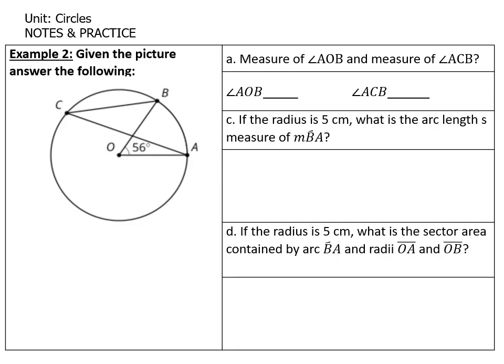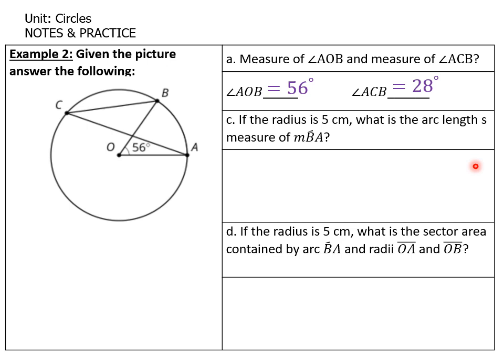Next one, given the picture, answer the following questions. Measure of angle AOB. Well, AOB is right here. That's 56. That's a central angle, so 56 degrees. ACB. Well, ACB intersects the same arc as that central angle, but that's an inscribed angle, so I need to take half of 56, which is 28.